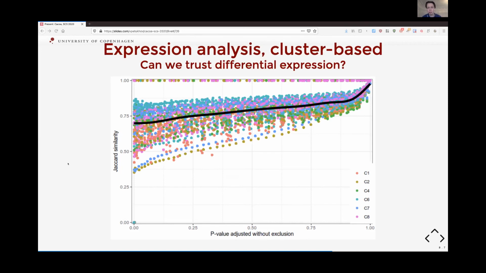My only advice for now for you is just be careful whenever you do differential expression, especially if you don't have a dozen of samples.